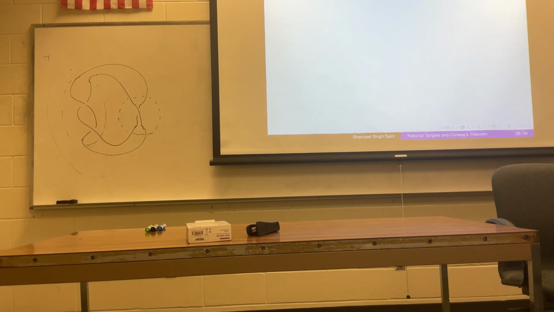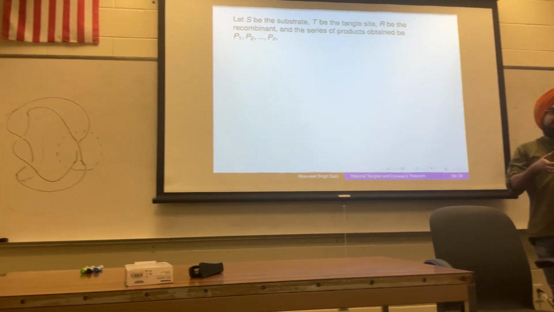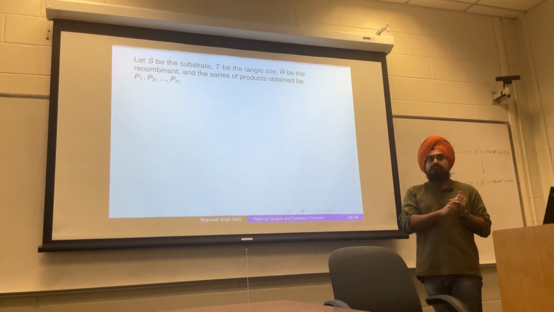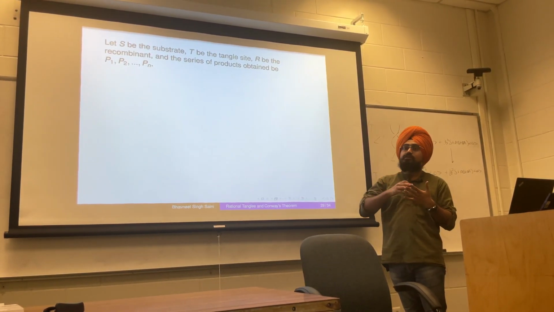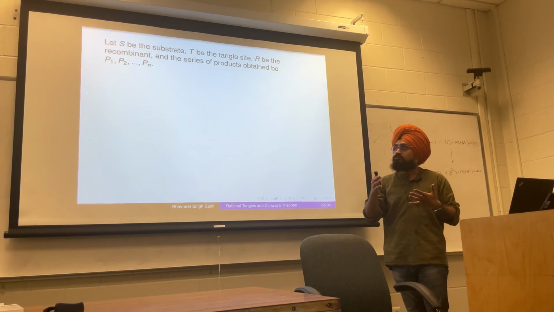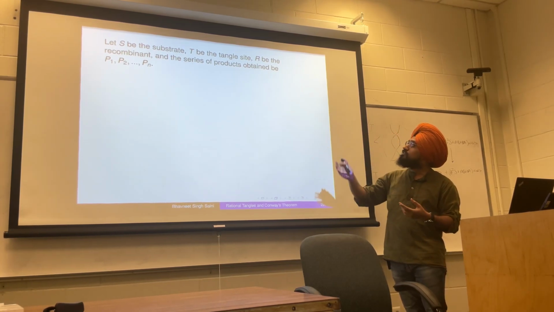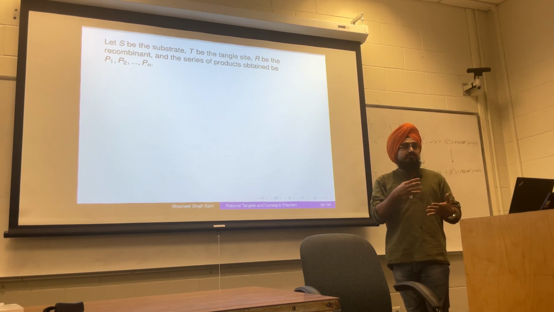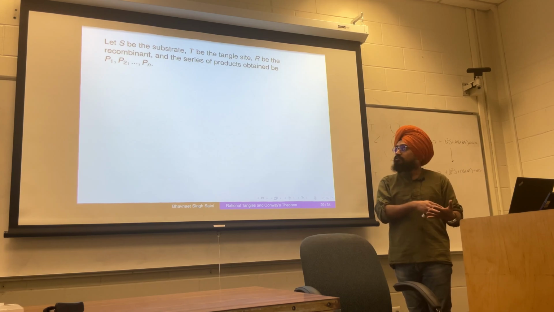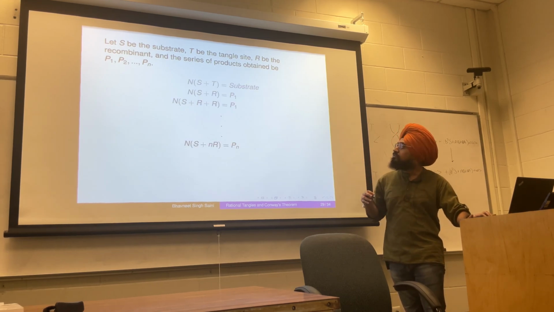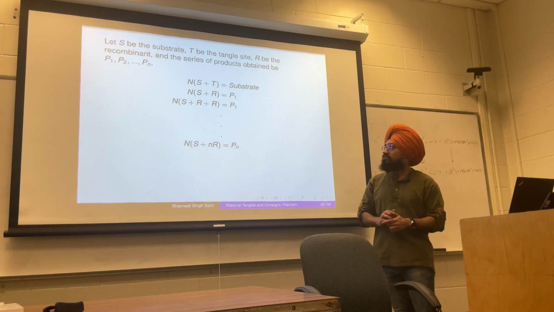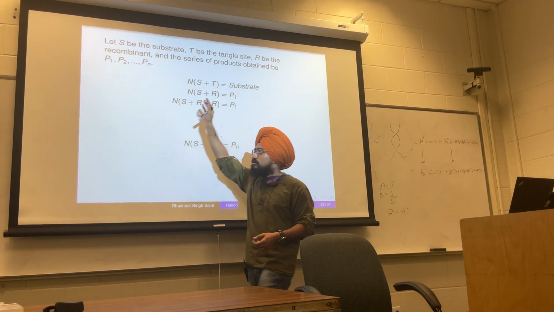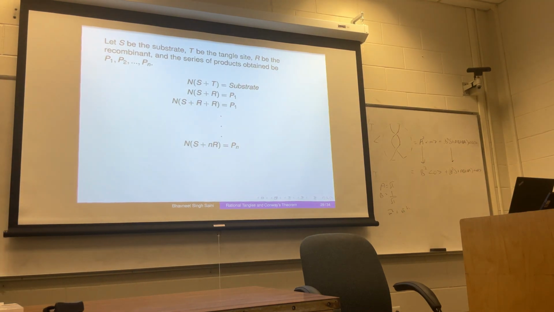Now the model. The model says that since the enzyme is acting on the same spot again and again at the same tangle site, we can have recursive addition, basically, of the same tangles. So if S is the substrate, T is the tangle site, R is the recombinant, and the series of products that we obtain from each action is P1, P2, and so on up to Pn, then it can be represented like this. N means just the fraction of this thing. S is the substrate and T is the tangle site, which we originally had like this.